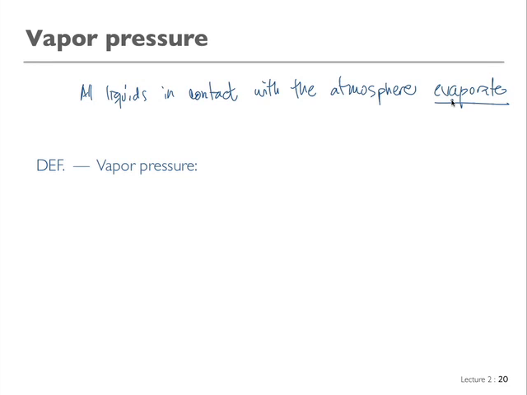And the engineering concept that is involved with that is vapor pressure. Vapor pressure is the pressure of a vapor when it is in equilibrium with its own liquid, with the liquid and the vapor phase in equilibrium.